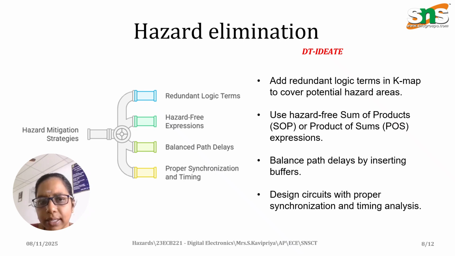And finally, how to eliminate the hazards. First and foremost, by mapping the adjacent ones in the K map, we can eliminate these hazards. Add the redundant logic in the K map to cover the potential hazard areas. By mapping the adjacent ones, we increase the redundant areas so that these types of hazards can be eliminated. By using hazard free SOP and POS expressions, we get a hazard free sum of products or product of sums expression.